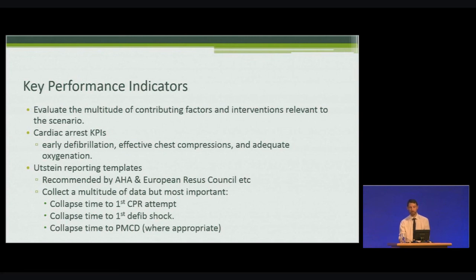What's known as the Utstein reporting templates are what's recommended by the American Heart Association, the European Resuscitation Council, etc. They recommend the collection of a multitude of data, but some of it is almost too much really. The most important data to collect when you're trying to benchmark yourself is the time from when the patient collapses to the first attempt at CPR, the time from collapse to the first defibrillatory shock, if appropriate, and I think we could add to that the time from collapse to the time for perimortem cesarean delivery, again, if it's appropriate.